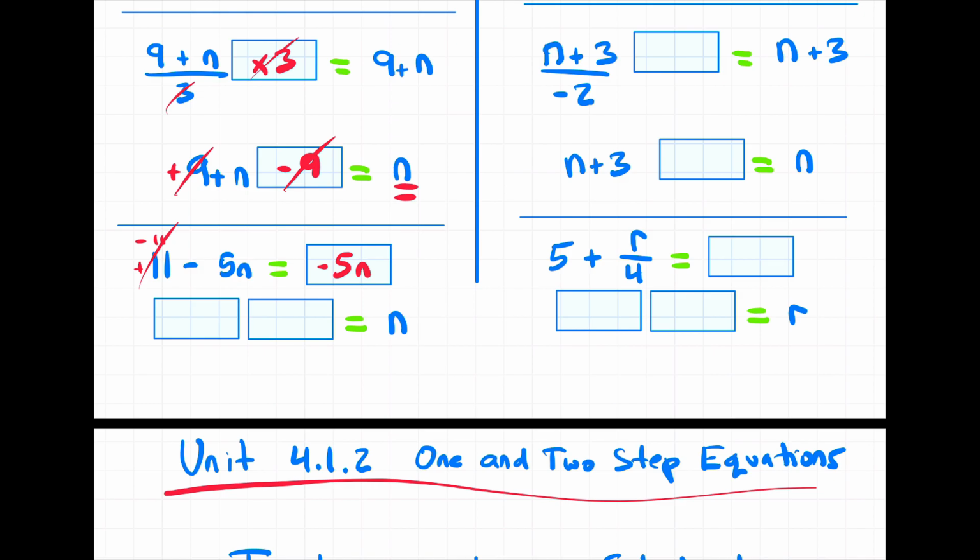Okay, and now both sides are equal. And if I have a negative 5n, what do I want to do? Well, this is negative 5 times n, so I want to divide by a negative 5, leaving us with a value of just n when these cancel.